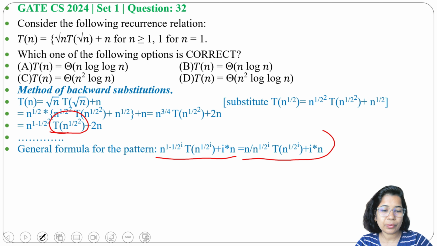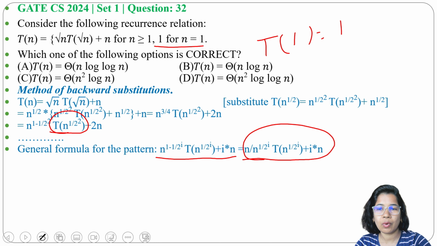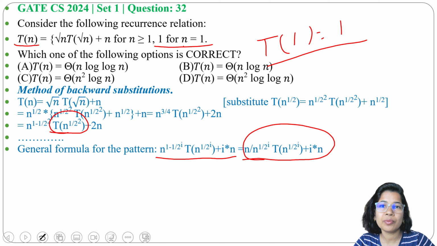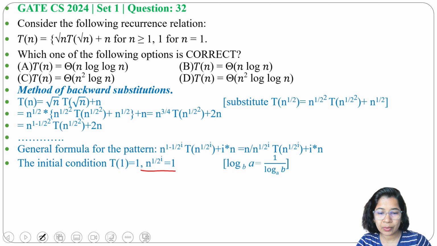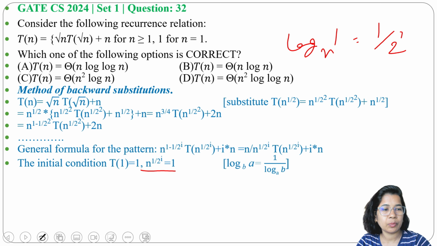Now this general pattern will be compared with the initial condition. What is the initial condition? T of 1 equals to 1. So T of n equals to 1 for n equals to 1, this is our initial condition. During lecture I discussed the initial condition as T of 2 equals to 1. If you consider T of 2 equals to 1, you will get a more accurate result, but here it's given T of 1 equals to 1. So what we will do: n power 1 divided by 2 power i equals to 1. Now log of 1 base n will be 1 divided by 2 power i. So log 1 base n equals to 1 divided by 2 power i.